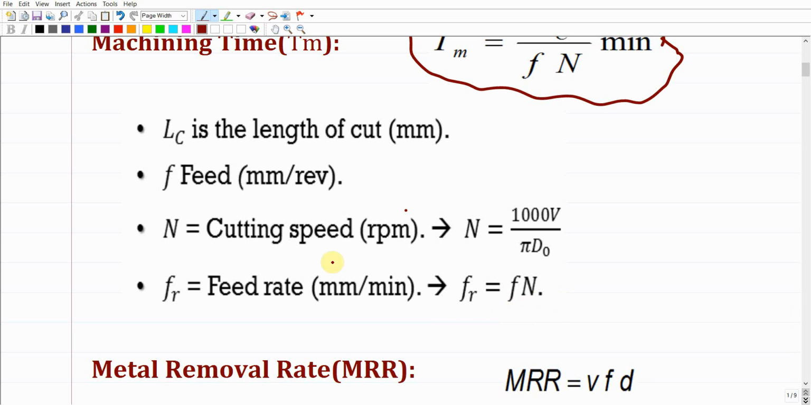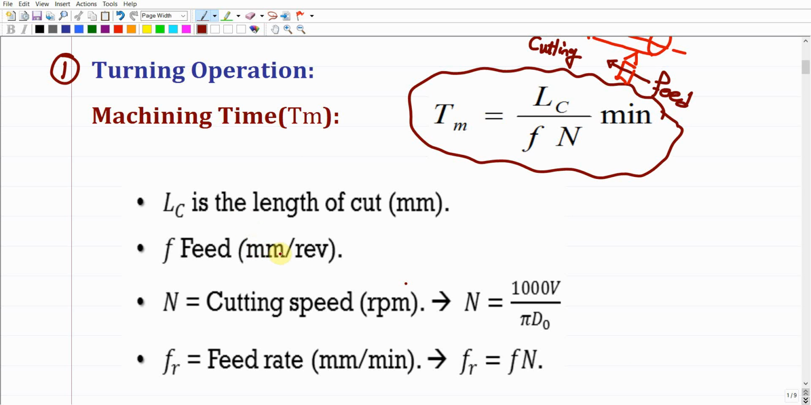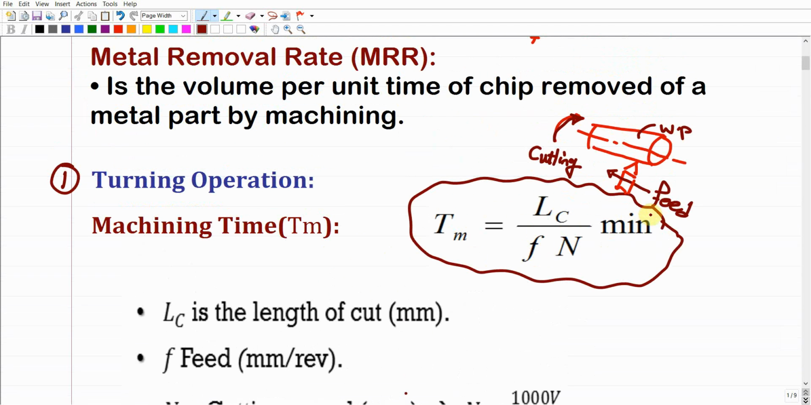What is the feed? This is the feed of the tool, and it is measured in millimeters per revolution. What does this mean? Let us assume that the feed is 0.1 millimeter per revolution. This indicates that when the work part completes one cycle of rotation, the tool will be moved parallel to the axis of rotation only 0.1 millimeters.